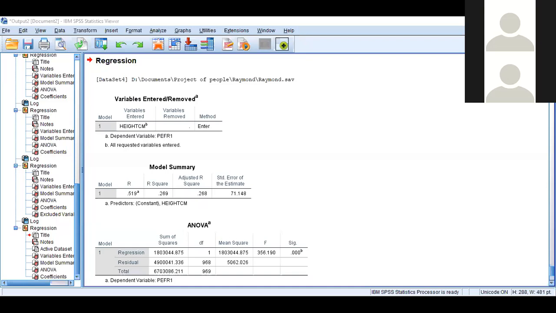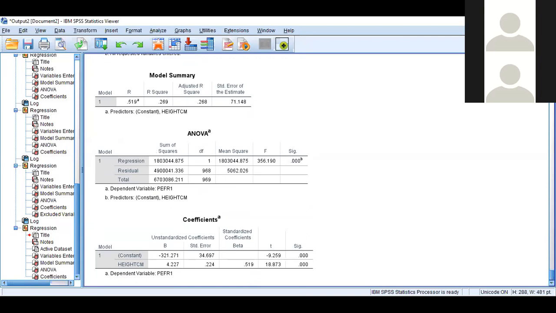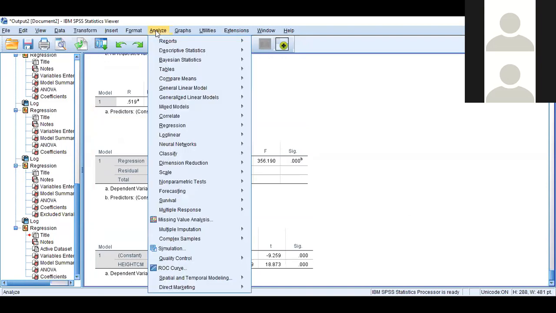Can you see the R square? Yes, sir, that's 26.9. That was what we saw on that table here. This is simple regression, because that's the one that gives you the highest.